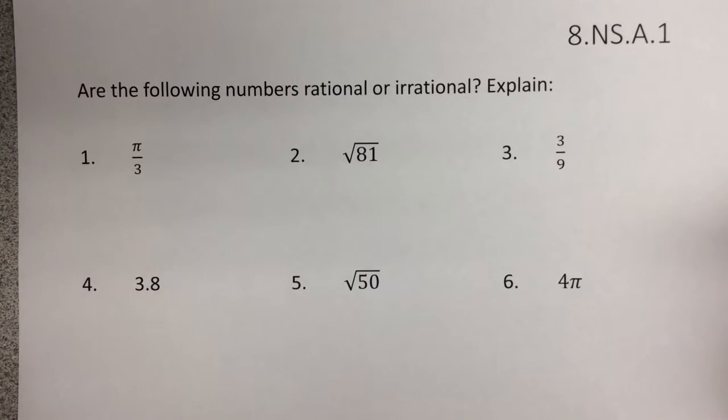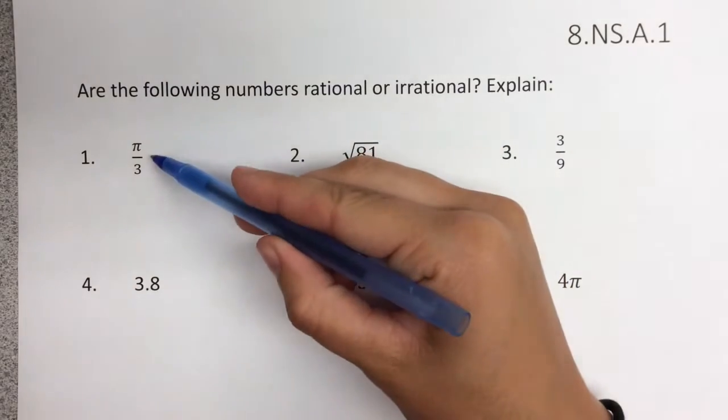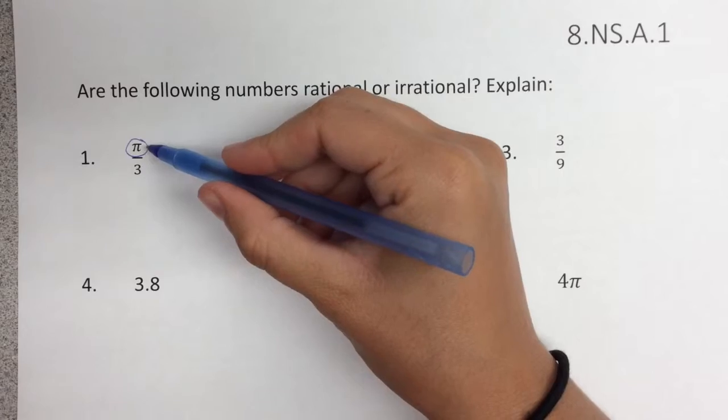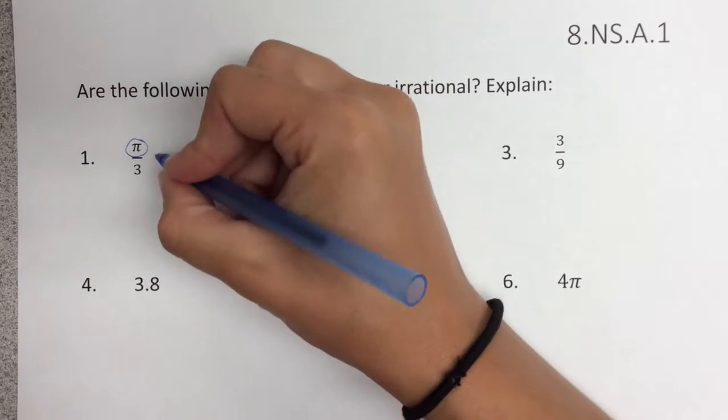We're going to go over examples of determining if numbers are rational or irrational. Our first example is pi over 3. This number, since it has a pi in it, which is an irrational number, it makes the whole thing irrational. So this is an example of an irrational number.